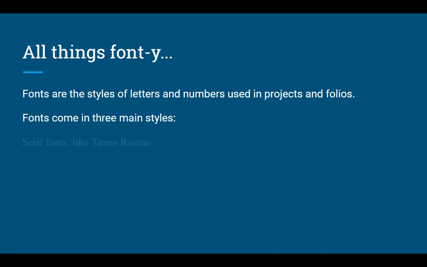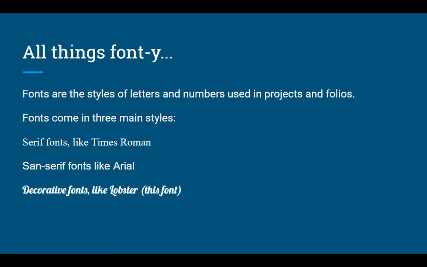Now we know fonts come in three main styles. First one is serif fonts like Times Roman. Second one is sans serif fonts like Arial. And the third one is decorative fonts. Now this font that I've got here is called Lobster. It belongs in Google Docs, sorry. Technically Comic Sans is a decorative font. If you're wondering why, another reason why I hate it so much.